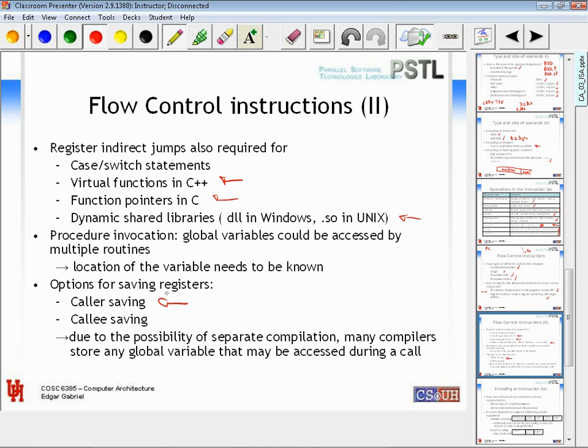Or is the procedure that just has been called responsible to make sure that all the registers which now contain contents of variables of the previous procedure, that it has to store the according values in order to be able to restore those values after this procedure or this function has finished. So depending on who is doing that, we're talking about caller saving or callee saving. Furthermore, what you also need to agree on is how to access global variables.